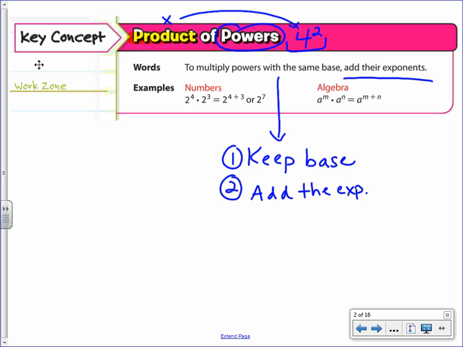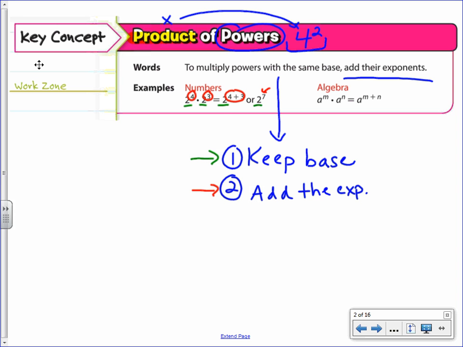Numerically, we have 2 to the 4th power times 2 cubed, or 2 to the 3rd power. All we're going to do is, my base is 2, and as I say right here, we keep the base and we add the exponents. 4 plus 3 is 7. So my answer is 2 to the 7th power.